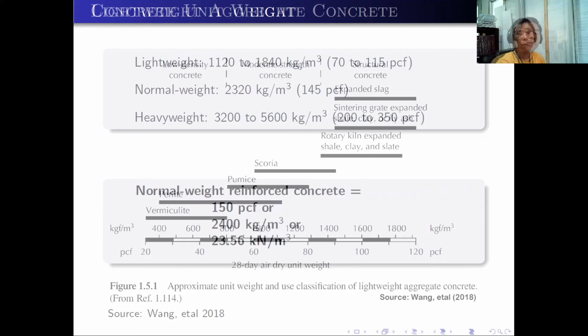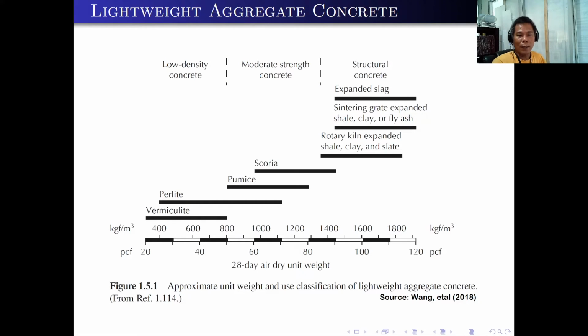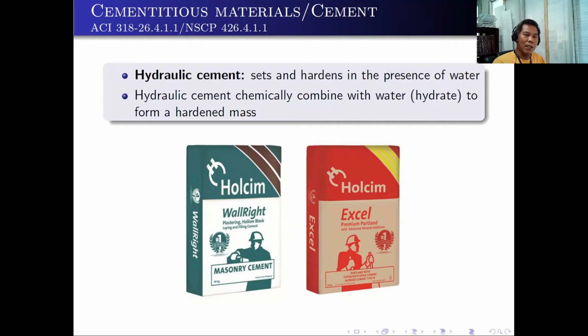For the lightweight aggregate concrete, you can also see here the different dry unit weights of the low density concrete, the moderate strength concrete, and the structural concrete. Normally, the structural concretes use expanded slag, sintering grade, expanded shale, clay or fly ash, and rotary kiln expanded shale, clay and slate.